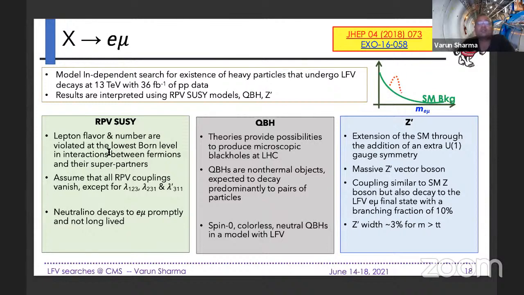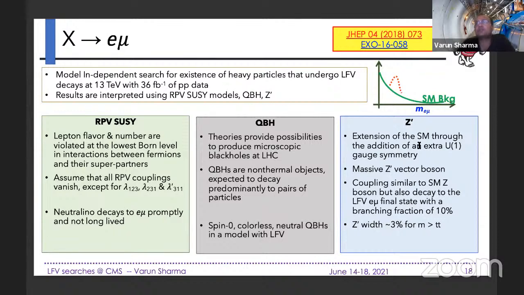So this theory provides the possibility to produce microscopic black holes at LHC, where these quantum black holes are non-thermal and they are expected to decay predominantly to just a pair of particles. There are models which predict that the quantum black holes can decay to multiple particles, but this particular model restricts them to decay predominantly to a pair of particles, and they are assumed to be spin zero and colorless.